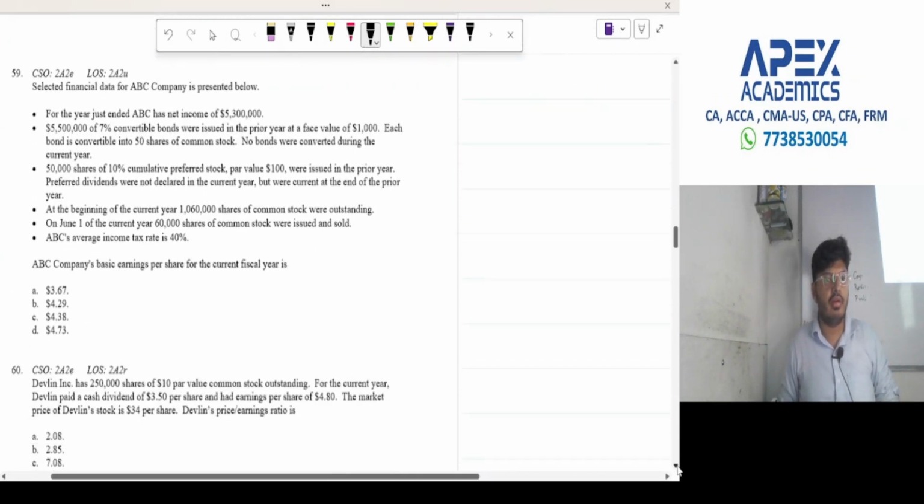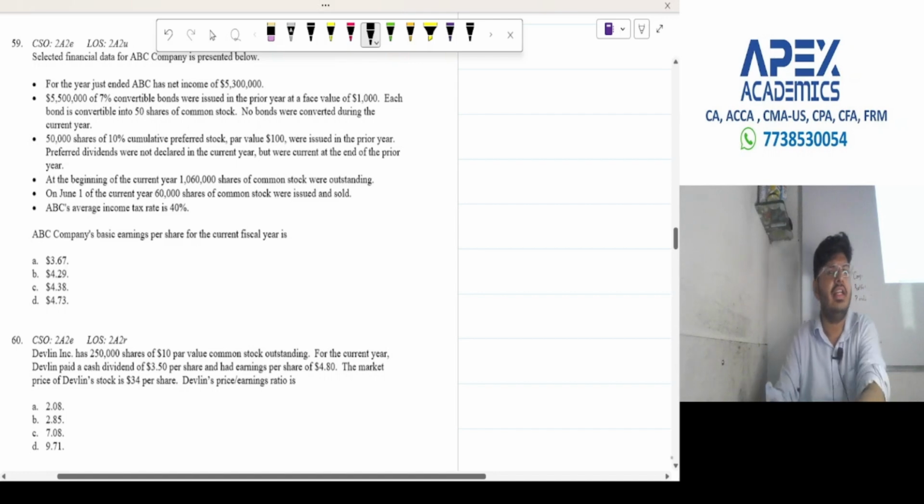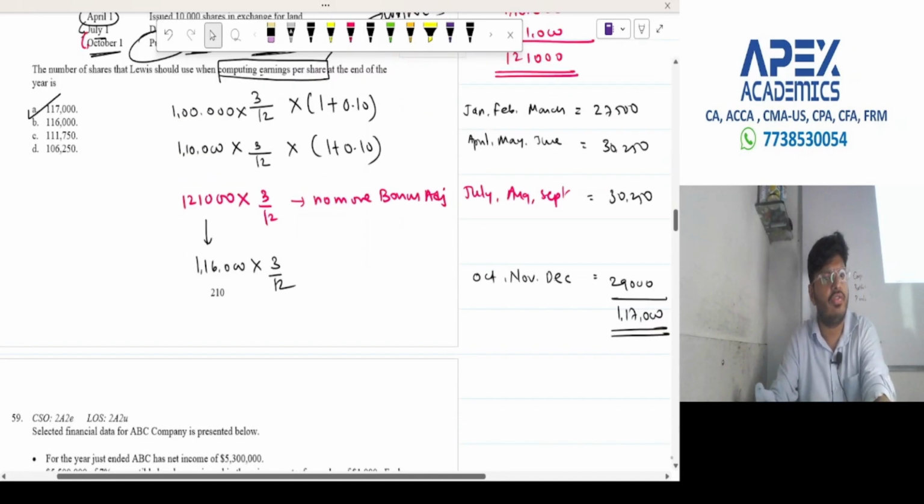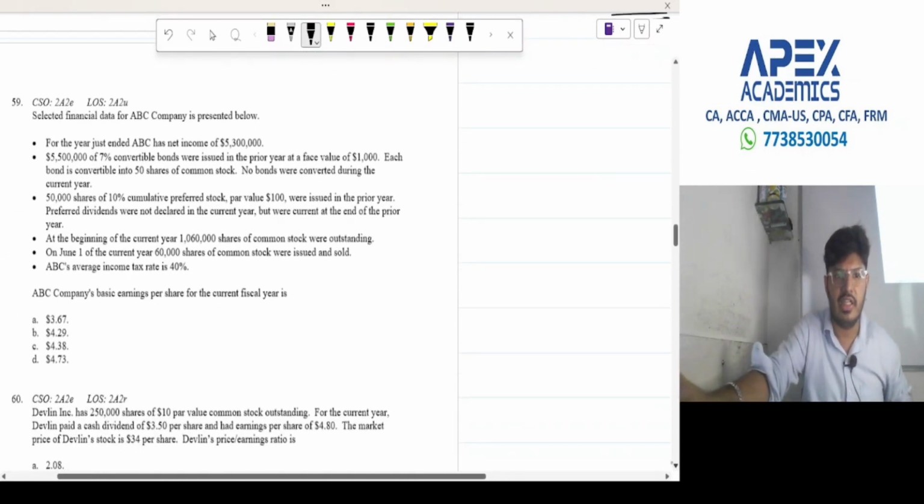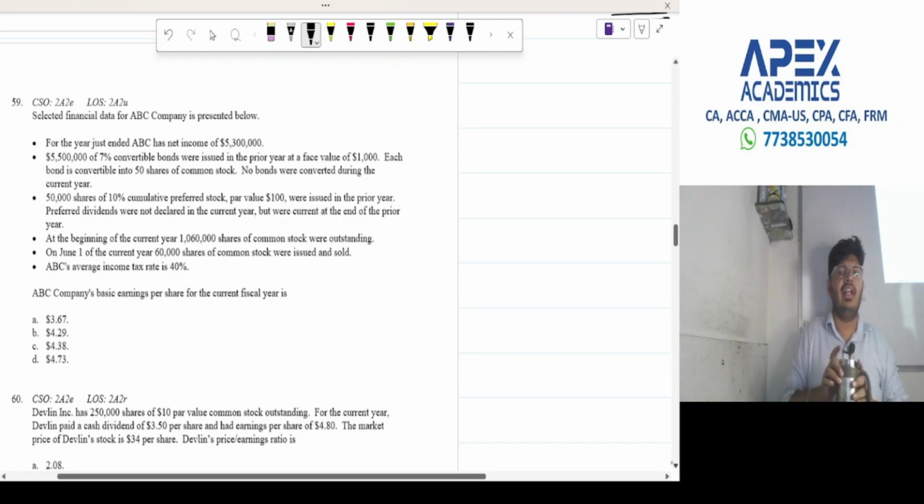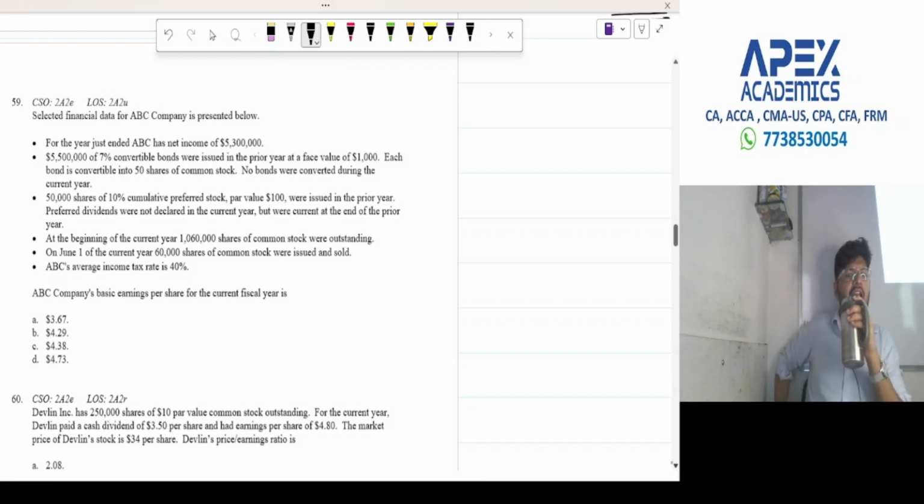Let's go to question number 59. Again, a good question, an interesting question. Let us check out 59. What does question number 59 say? 59 says selected financial data of ABC is presented below. For the year just ended, ABC has a net income of 53 lakhs.